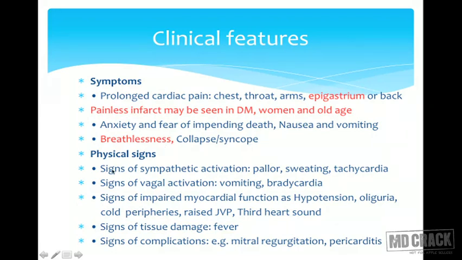In physical signs, there could be signs of sympathetic activation like pallor, sweating, tachycardia. There could be signs of vagal activation such as vomiting or bradycardia. There might be signs of impaired myocardial function such as hypotension, oliguria, cold peripheries, raised jugular venous pressure, and yes, a third heart sound. There could be signs of tissue damage such as fever, and you might also get some signs of complications as the patient might develop mitral regurgitation or pericarditis. Mitral regurgitation can develop because of infarction of a papillary muscle or chordae tendineae. So the patient might get this complication also.